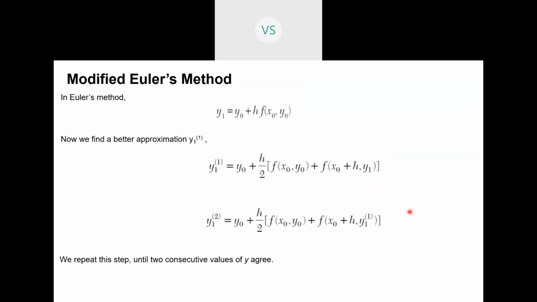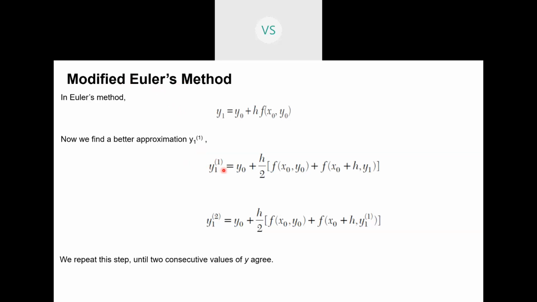Then there is the modified Euler's method. You can see over here that in Euler's method we have considered this formula. y0 is the initial value, y1 is the next value. So y1 is equal to y0 plus h f(x0, y0). This is the initial formula we have considered in Euler's method. Now we can get a better approximation for y1. What you have to do is find y1^(1) over here. We are modifying Euler's method. This method is known as modified Euler's method.